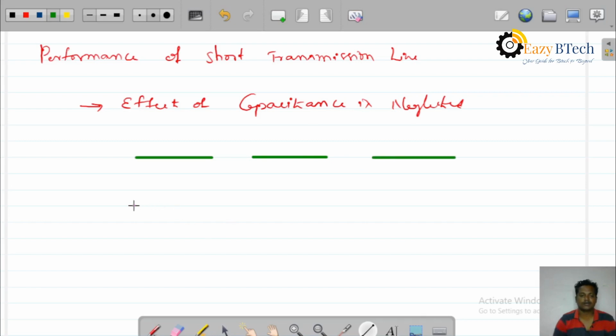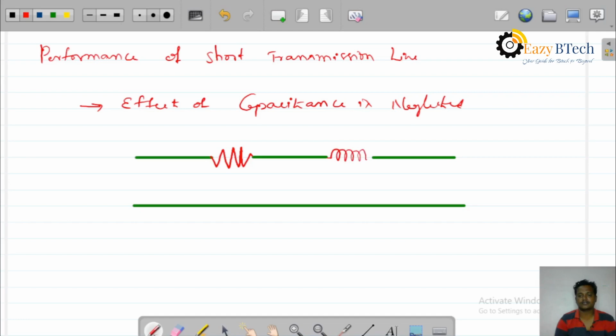Here we have only resistance and inductance. I am representing the transmission line with the resistance and inductance. This is the inductive reactance, this is the resistance, this is the sending end, this is the receiving end.